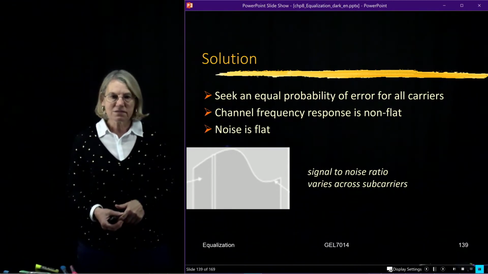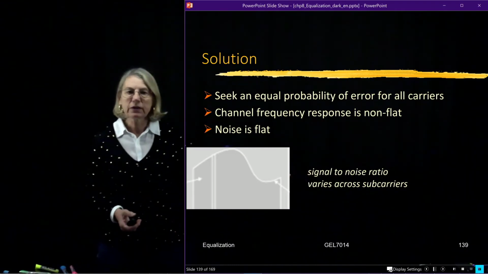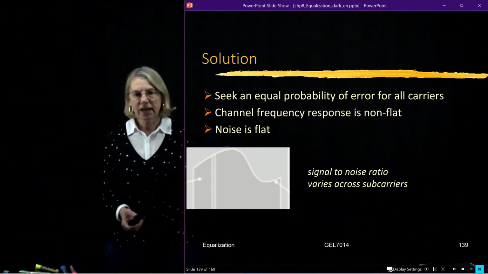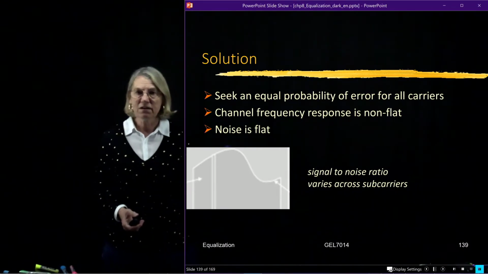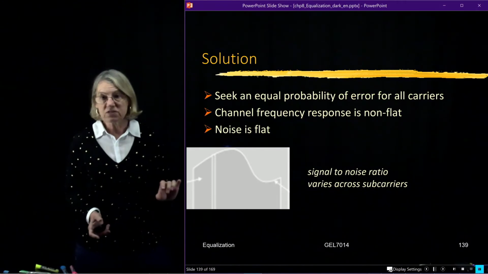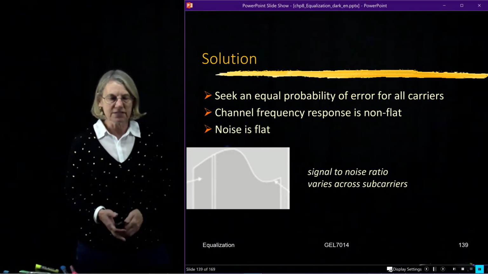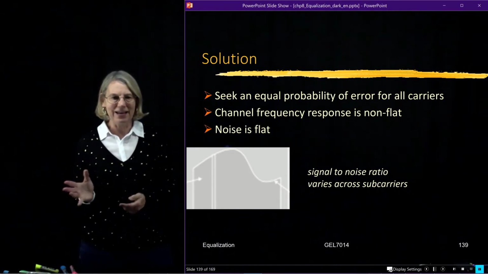That means since the noise is coming in and it's, like I said, flat across all frequencies, if I look at any particular subcarrier, I would expect the signal-to-noise ratio will vary, because the noise is fixed, but the signal power will vary. So the signal-to-noise ratio varies across subcarriers. So I'm going to try and combat that happening.